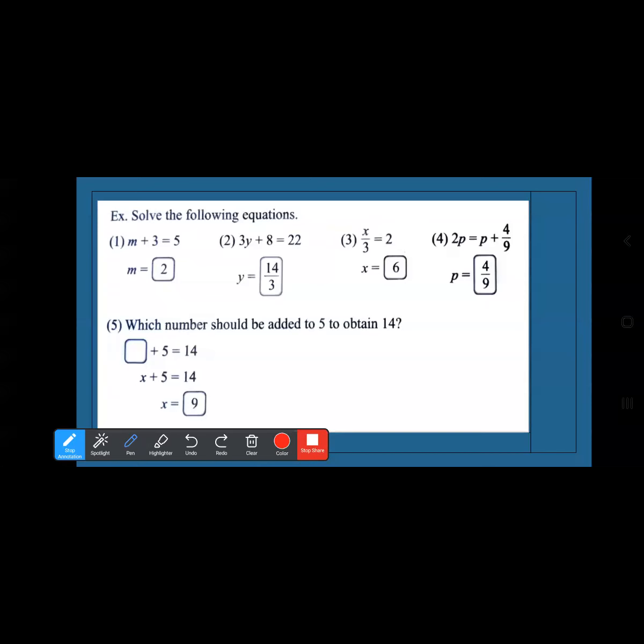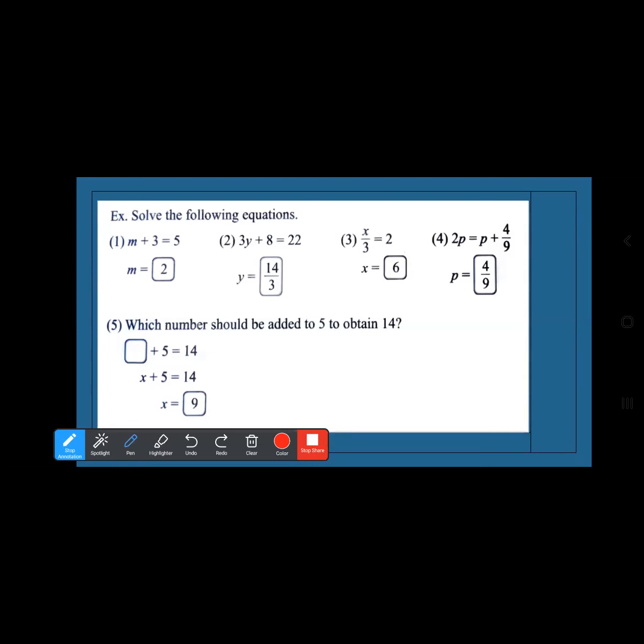Okay, and if you observe carefully, the highest degree of the variable in each example is maximum 1. Is what? Maximum 1. And hence all these examples are linear equations in one variable.